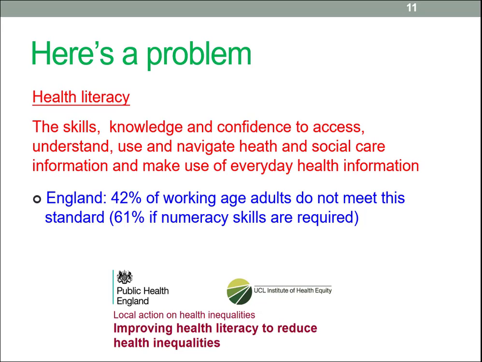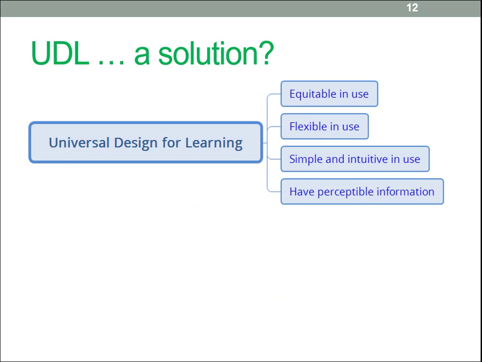42% of working age adults don't meet this, and 61% if numeracy skills are required. This is a big problem, which is why we think there is a better way of doing this, and we want to inculcate in the students the idea that you can design success in the public health campaigns early. And we do it using something called Universal Design for Learning.